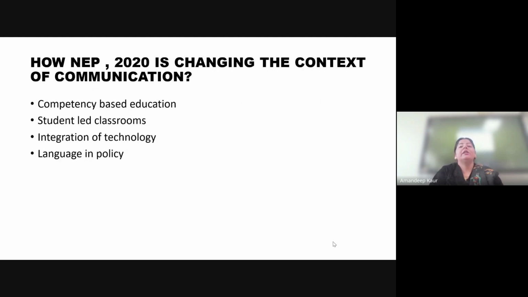Another important piece of information that I would like to deliver in this session is that the meaning of communication has now changed as per NEP 2020. NEP 2020 is talking about competency-based education. It is asking for student-led classrooms. It is also demanding integration of technology, and it is also demanding that different languages be used in a classroom environment.